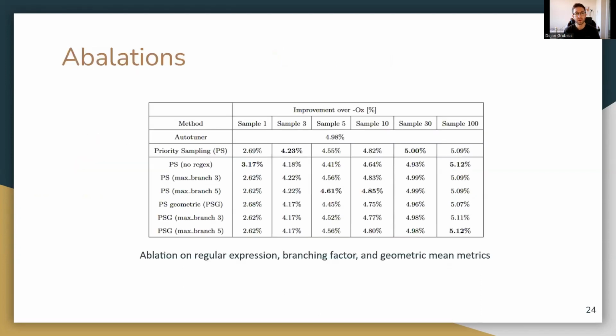We also ran a few ablations here. We ablate on using and not using regular expressions, constraining the branching factor of this augmented tree that we are expanding, and also using a geometric mean of probabilities of the token prefix for the priority queue. From this, we can see that performance doesn't differ much across all of these ablations, and that we are reaching a similar amount of performance to straight priority sampling.